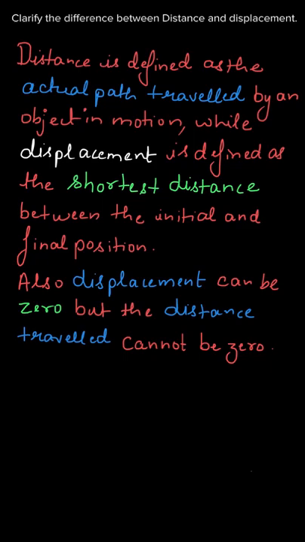And second is that distance is the actual path traveled by the object while displacement is the shortest distance between initial and final position. Thank you.